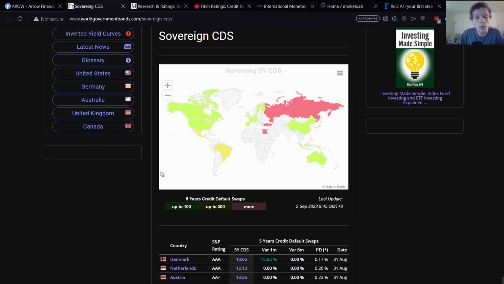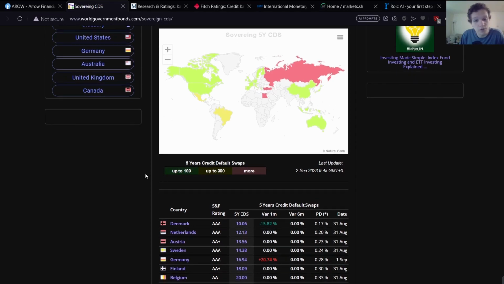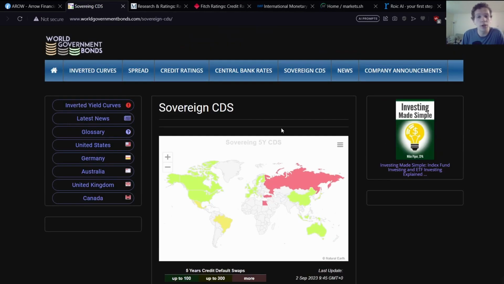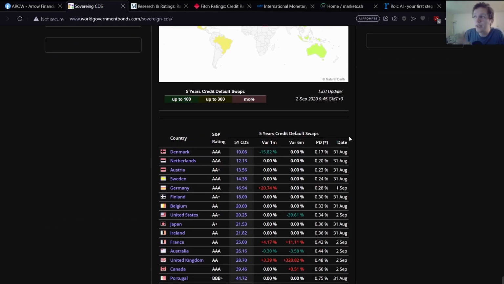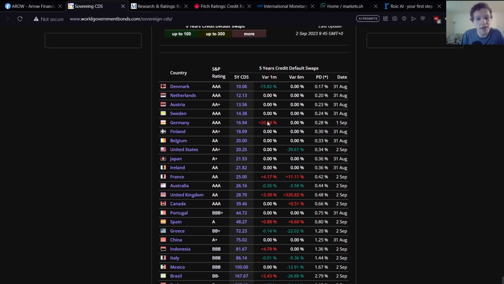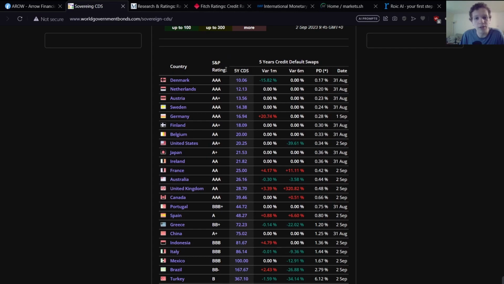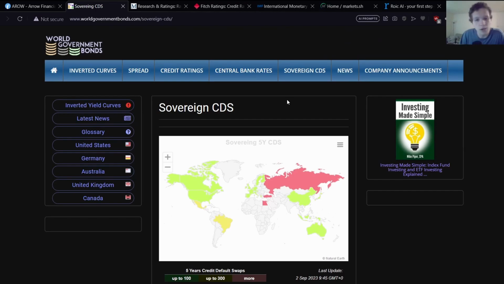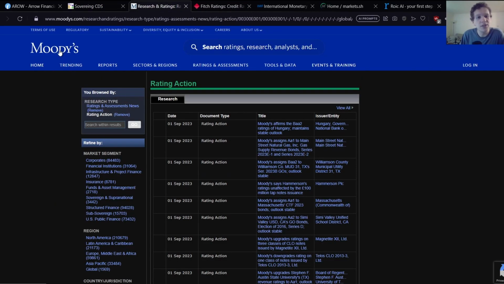So you can always look at the 5-year credit default swaps, which show you sort of the country risk. And also you can look at things such as the ratings of certain countries to also adjust risk. You can look at the central bank rates also, and just have a really good idea of how risky a country is based on that. You can see their S&P rating, you can see their 5-year credit default swap rates. So yeah, this will help you triangulate just how risky a country is and how you can account for that in your calculations.